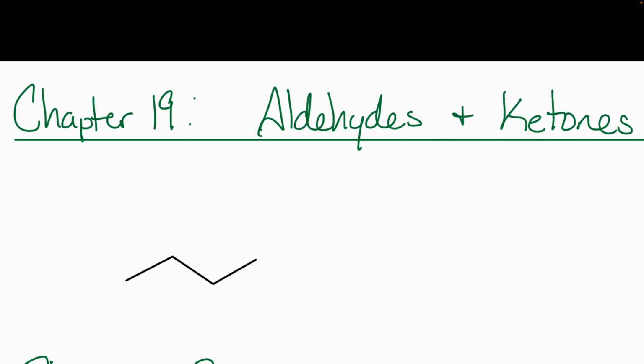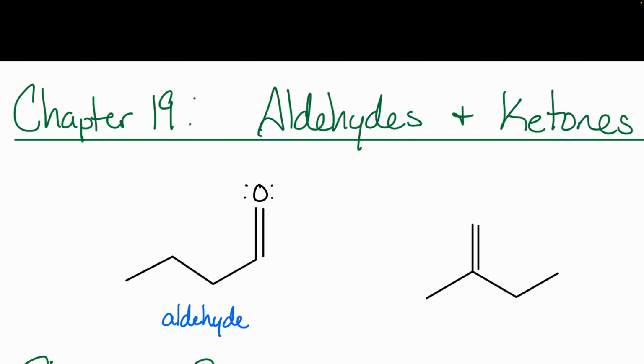An aldehyde is a terminal carbonyl located at the end of a molecule. And a ketone is an internal carbonyl. So now that carbonyl group is located in the middle of the molecule. We lump these two functional groups together. They have very similar properties, very similar reactions, so that's why we're going to combine them together in this chapter here.